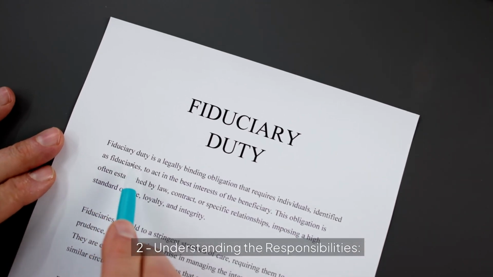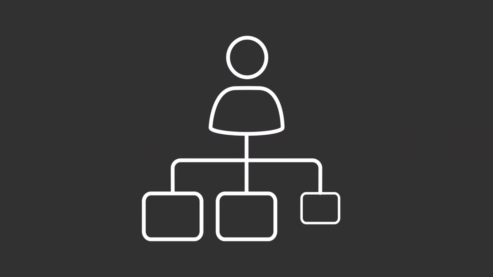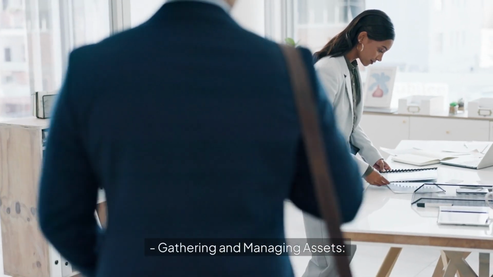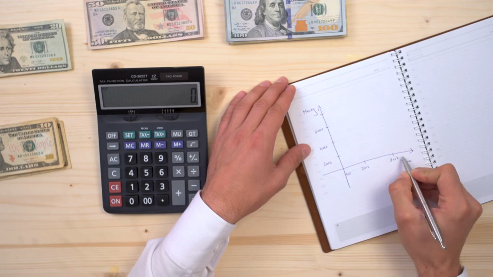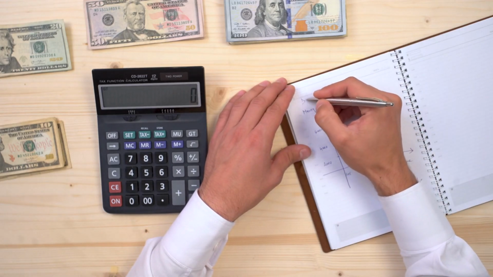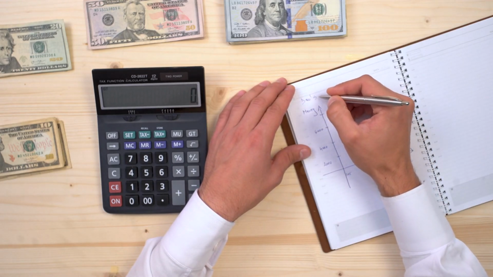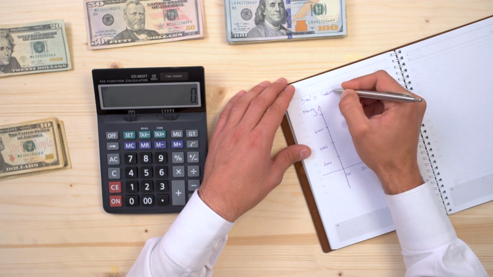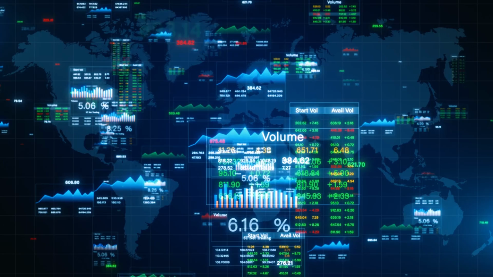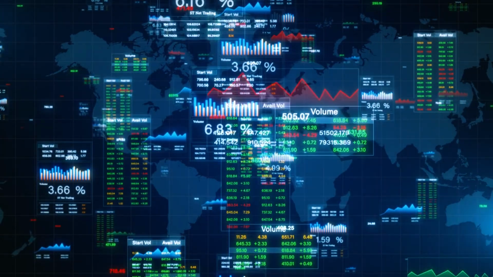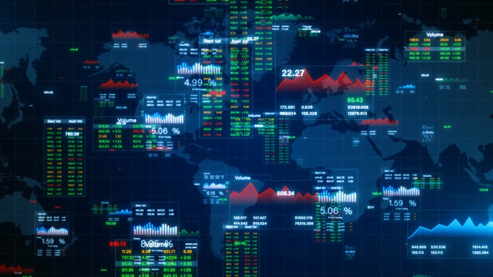2. Understanding the responsibilities. The executor is tasked with several important responsibilities, including, but not limited to, gathering and managing assets. The executor must locate and inventory all assets belonging to the deceased, such as property, bank accounts, investments, and personal belongings. They are responsible for managing these assets until they can be distributed to the beneficiaries.